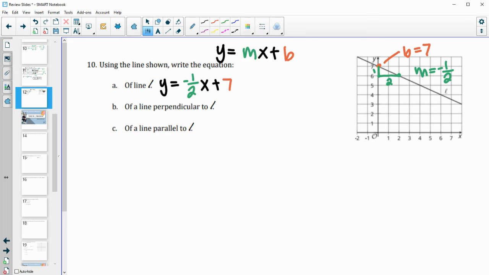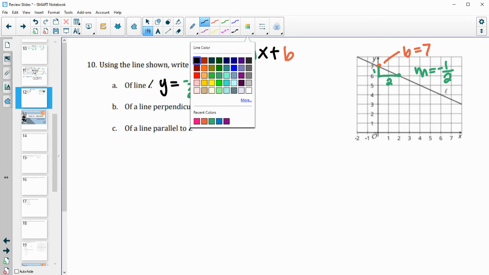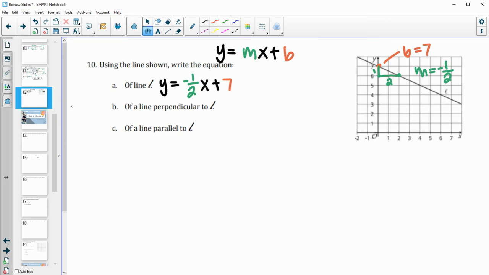You can also pick any point you want and put it into point slope form like we did on the last one as well. Then you want to write the equation of any line perpendicular to this one. It doesn't matter what you choose. The only thing that will matter is the slope. So when you write your equation of your line, your slope needs to be the opposite reciprocal of negative 1/2. So for the perpendicular slope, the slope is going to be positive 2.